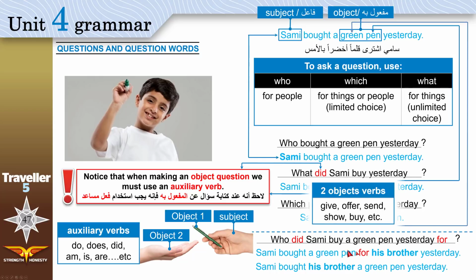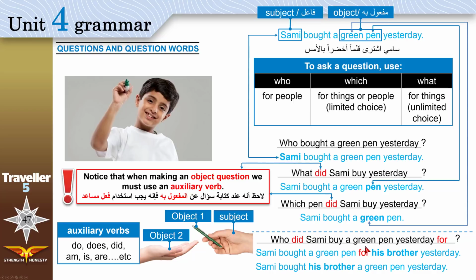Now look, buy and give are some of the verbs that can take two objects. We can't do this with all the English verbs. We can't do that with a verb like eat. If you say eat, you can only use one object. I ate my food. You can't use a second object. But with verbs like buy, give, offer, send, show, etc. These are not the only verbs, but these are the most commonly used verbs. You can either use one object or they can have two objects.